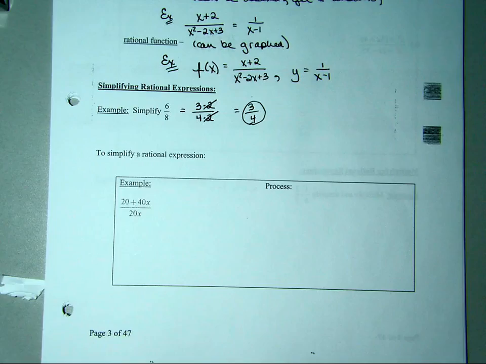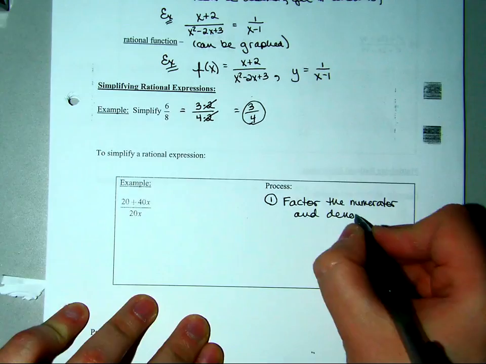Step number 1, factor the numerator and denominator. Remember, there are many different types of factoring. There's GCF stuff, there's difference of two squares, there's multiply to the last, add to the middle. There's the box or the x.